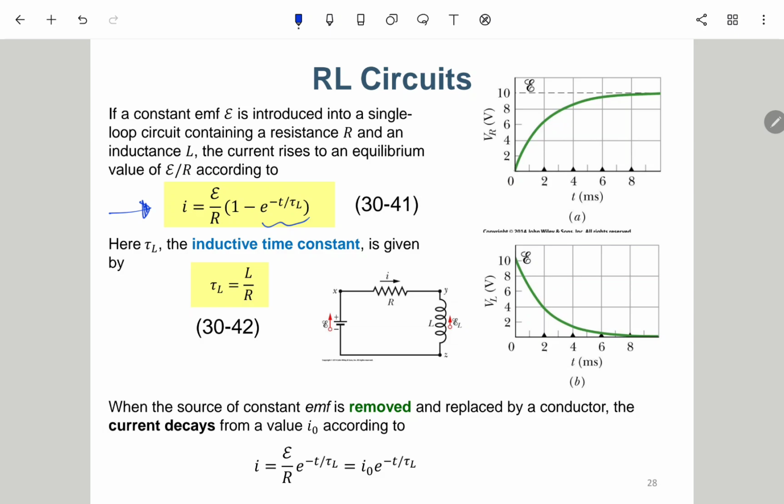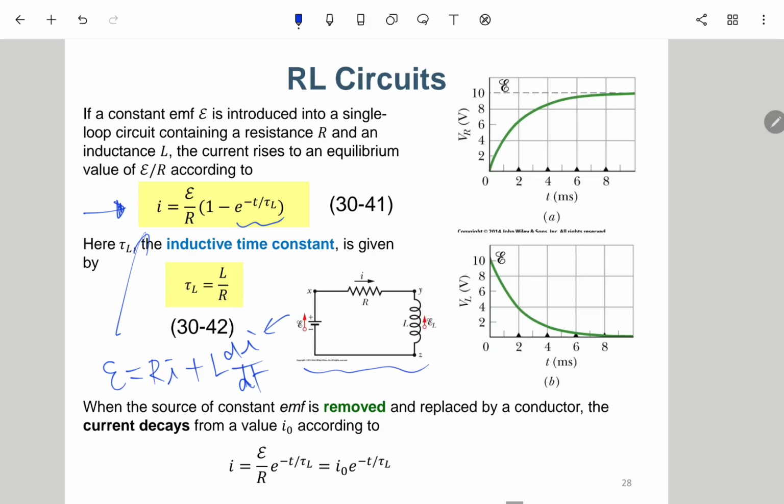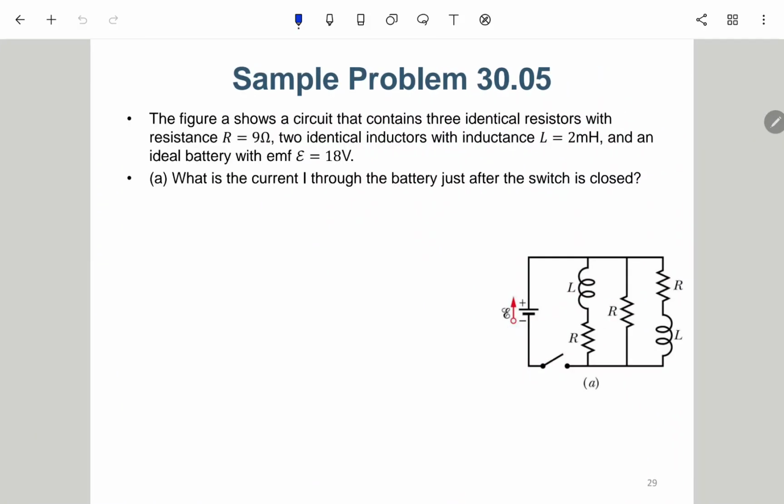We can actually write a simple differential equation. It will be something like this: E equals R times I plus L di dt. Based on this circuit, we can write this differential equation, and by solving this equation, we can get this solution. But so far I don't know how to tell you why it is like that. So let's skip it for this moment. We'll come back later.